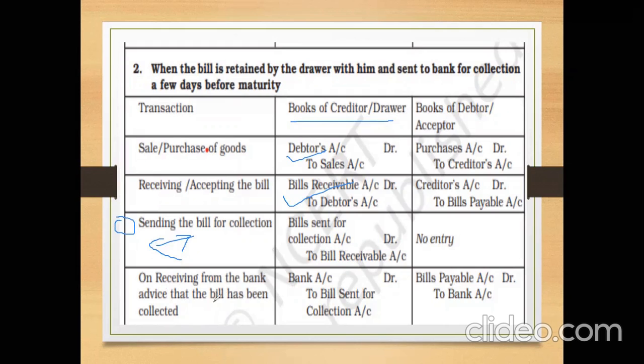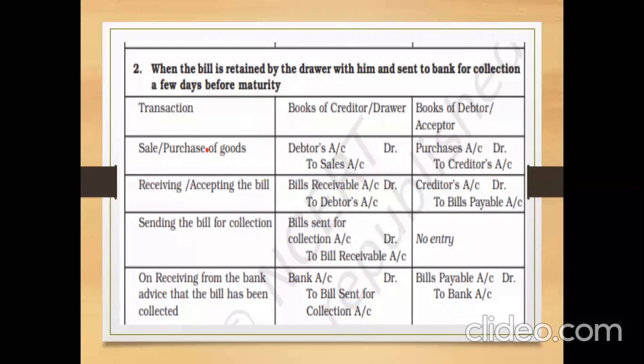On receiving advice from the bank that the bill has been collected, the bank will play an important role here. The bank will collect the money directly from the drawee. So when the drawee has paid the amount to the bank, bank account is debited to bills sent for collection. So here we can see bills receivable was opened in one journal entry and closed in another. Bills sent for collection is also opened in one journal entry, and then closed by giving a reverse effect, that is called the nullifying effect.